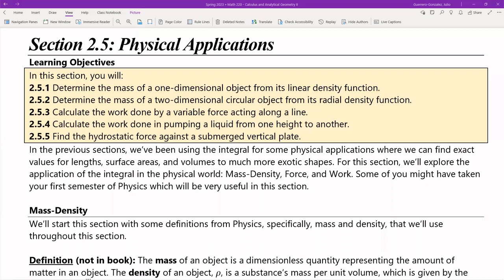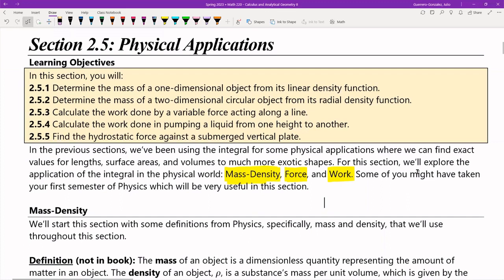The three topics that we're going to need are these three right here. The mass density, so mass and density. The second one is going to be force, and the last one is going to be work. Like I said, these are three topics that you would usually cover in a first semester physics class. Now let's get started with mass density first.